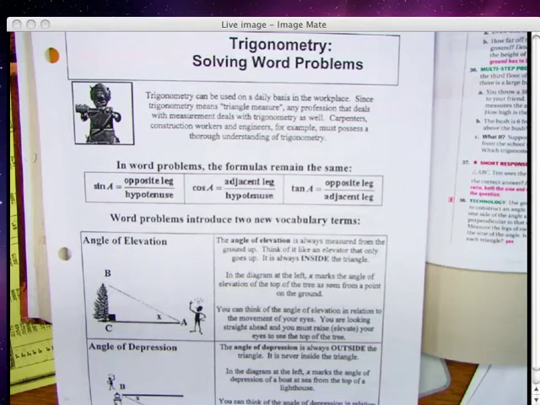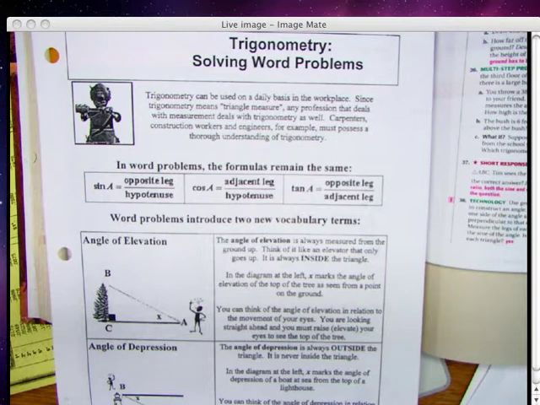All right, so the first thing we're doing is we're reading this about how to solve word problems. Trigonometry can be used on a daily basis in the workplace, since trigonometry means triangle measures, three angle measures. Any profession that deals with measurement deals with trigonometry as well. Carpenters, construction workers, and engineers, for example, must possess a thorough understanding of trigonometry.